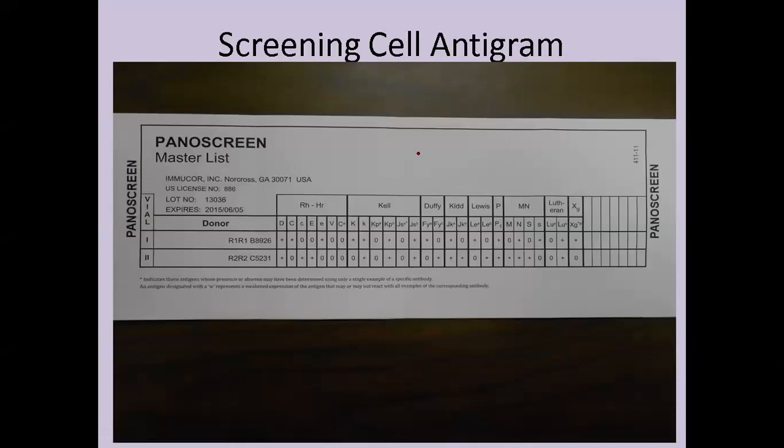All right, so I just want to go back and talk a little bit about screening cells, because prior to doing a panel like any that we did today, an antibody screen would have been done and the patients would have reacted. We can always go back after the fact, after we've identified antibodies, and look and see how our patient reacted with the screening cells.